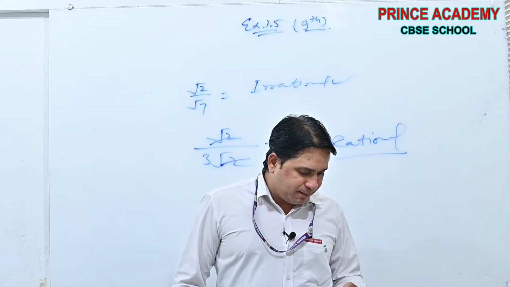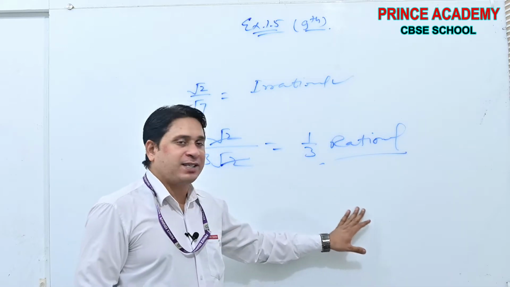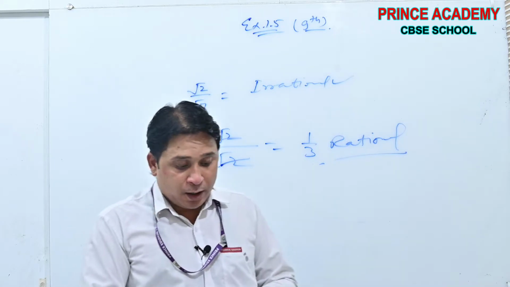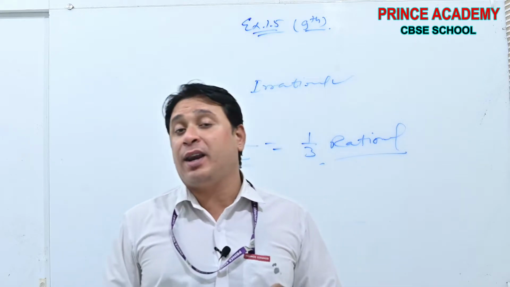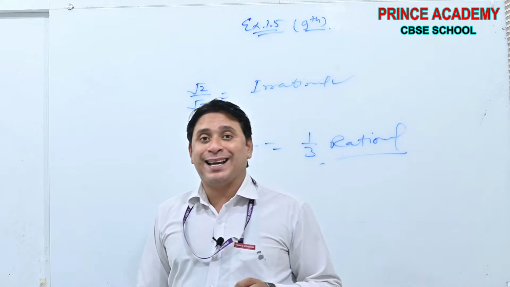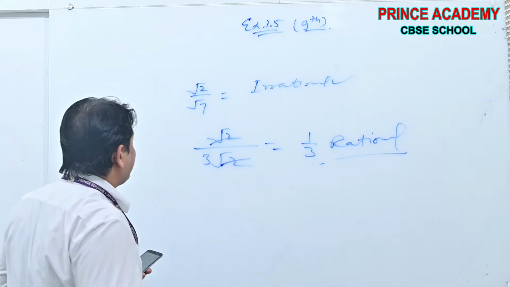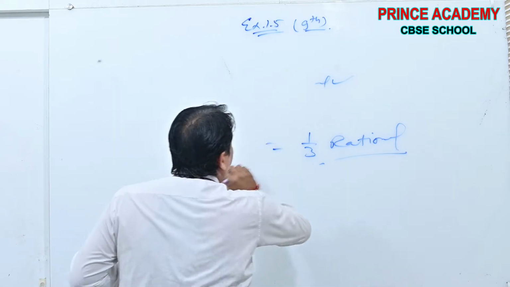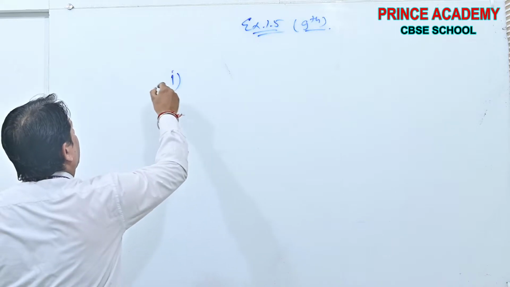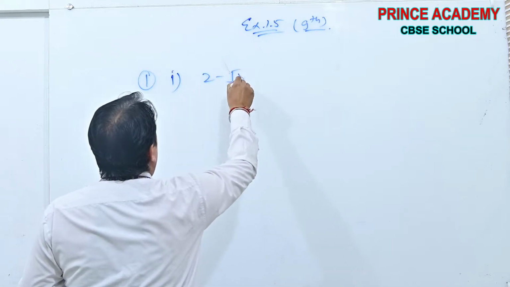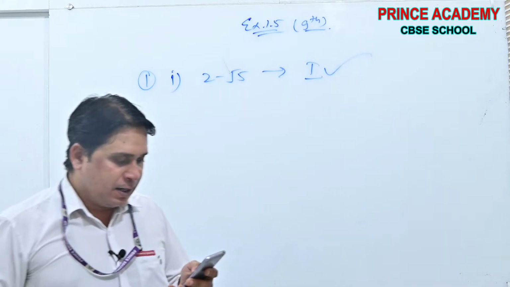I think for question number 1, enough basis, even concept, even basis made. Question number 1. Classify the following numbers as rational or irrational. First part, 2 minus root 5. See beta, 2 minus root 5. Irrational or rational? I would like to say this is irrational. Yes or no? Done, beta?